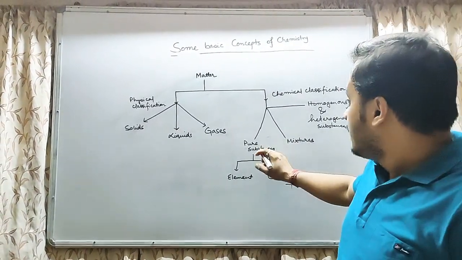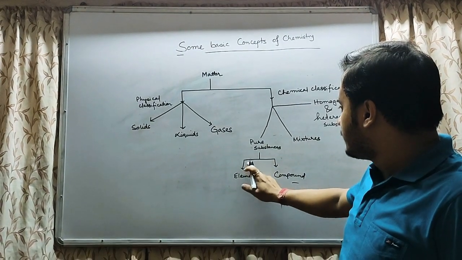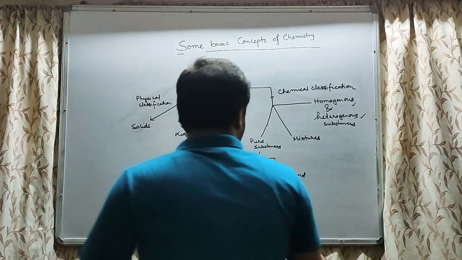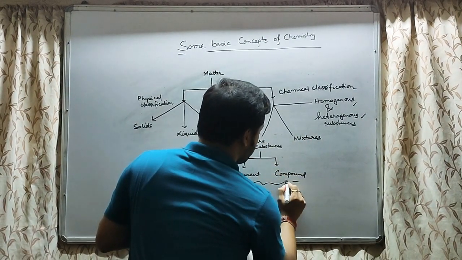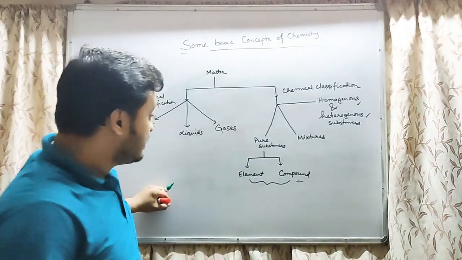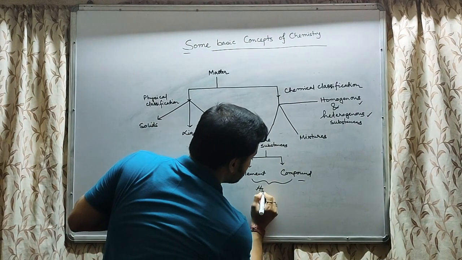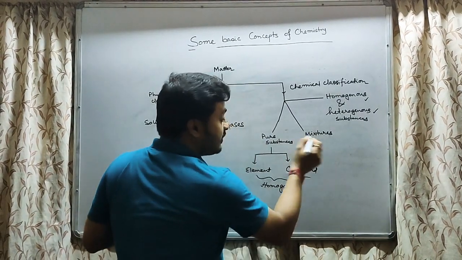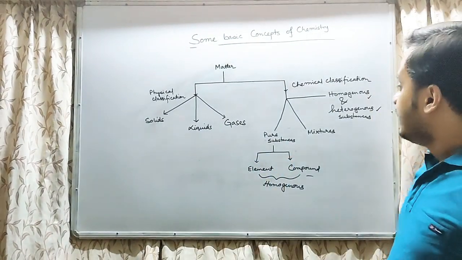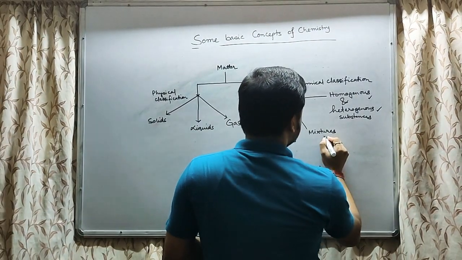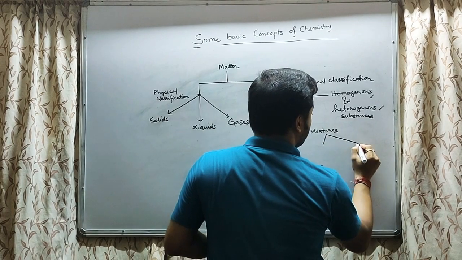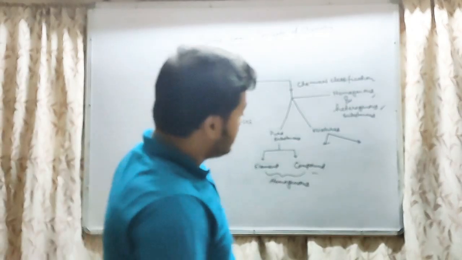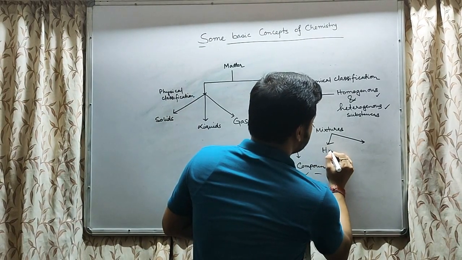And these pure substances can be classified into two parts. One is the element, another one is the compound. Now, these elements and compounds all are homogeneous. Why are they homogeneous? Because they have uniform composition. Again, we have the mixtures. And these mixtures have two parts, one is homogeneous, another one is heterogeneous.